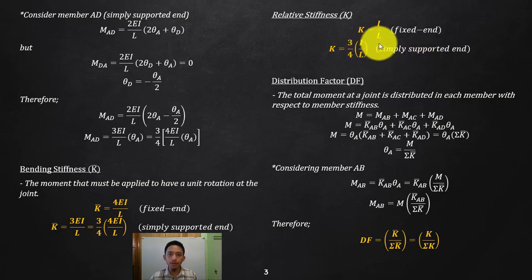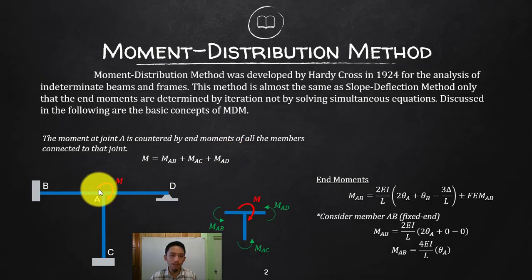Okay, where are we going to use this? As I said a while ago, stiffness determines the strength of each member. So the stronger the member, the bigger the moment it will be carrying out of the total moment on the joint. Okay, so that is what we need to consider. The stiffer the member, the bigger it will be carrying. And if the other end of that is fixed, that will be carrying a bigger moment compared to another member which has a simply supported end.